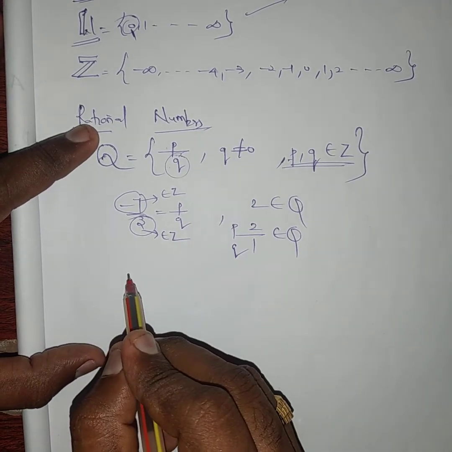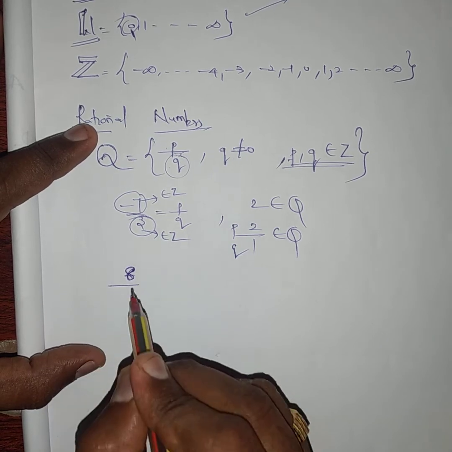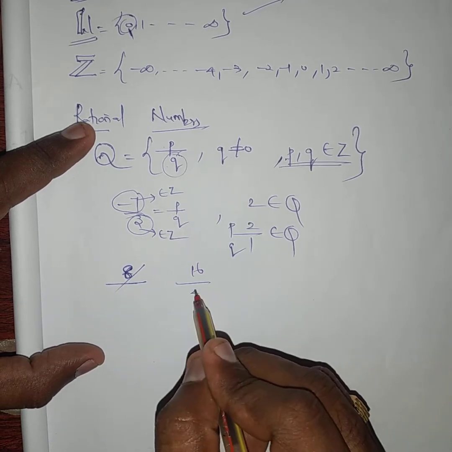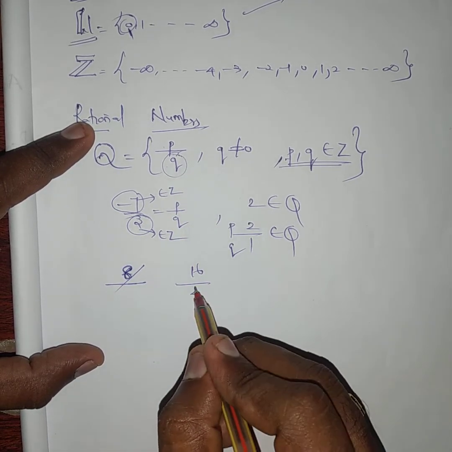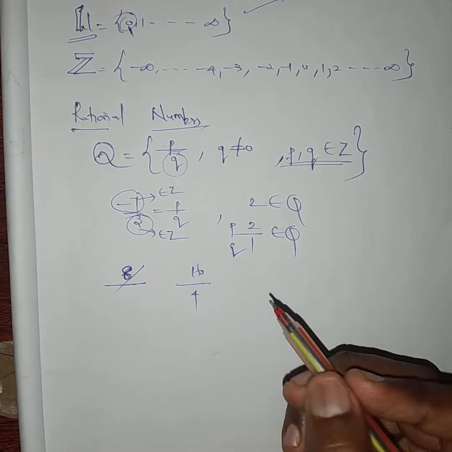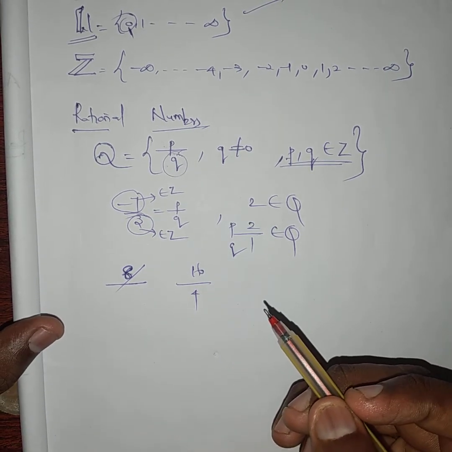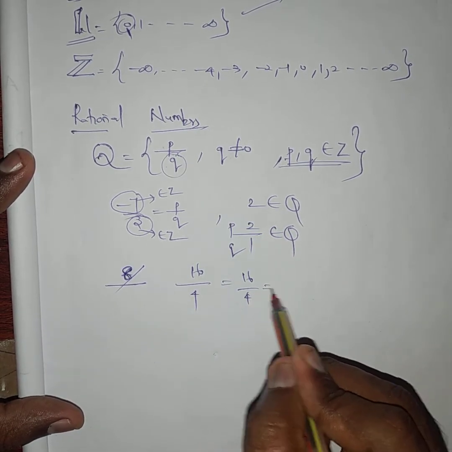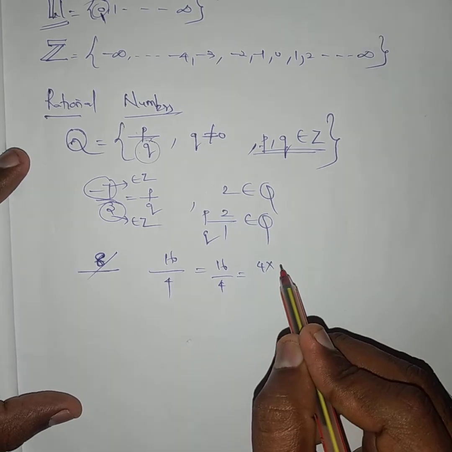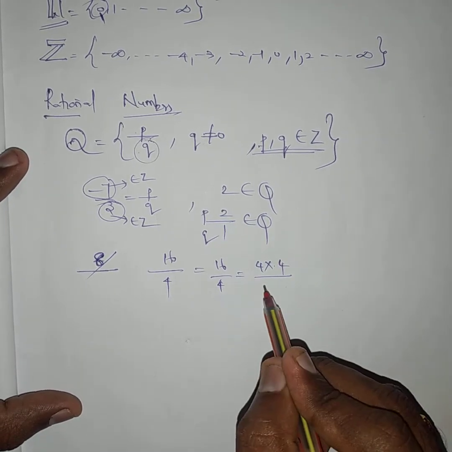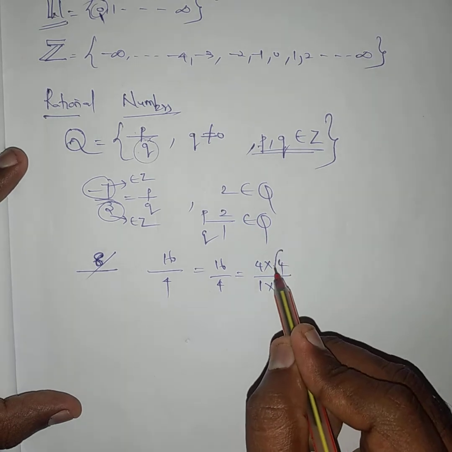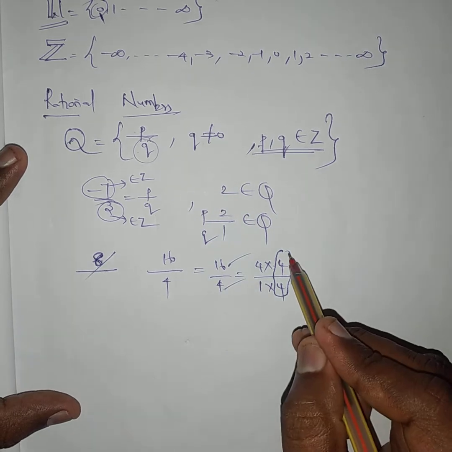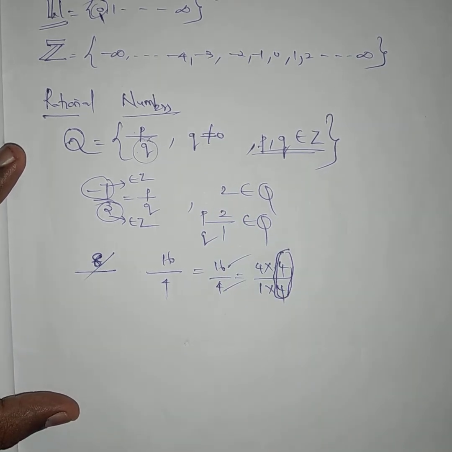But see here, if I am going to take 16 by 4. Whether 16 by 4 is a rational number? No, 16 by 4 is not a rational number, because 16 by 4 can be written as 4 into 4 over 1 into 4. The common factor of 16 and 4 is known as 4.